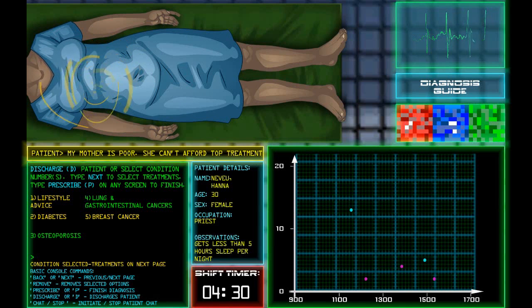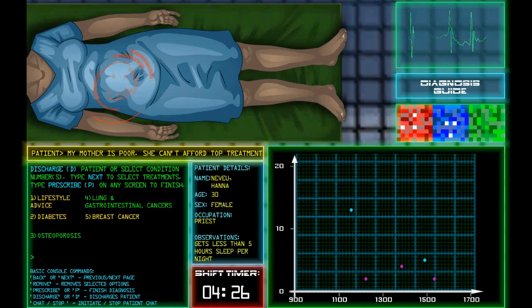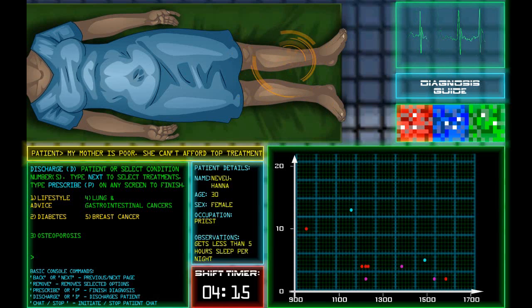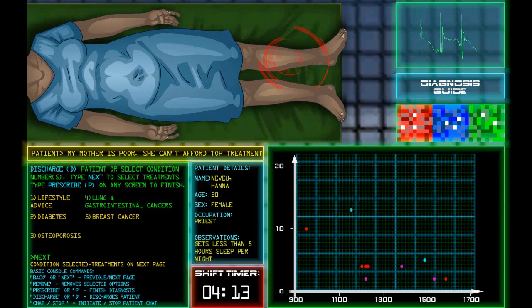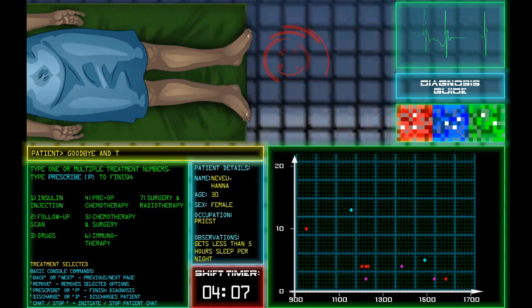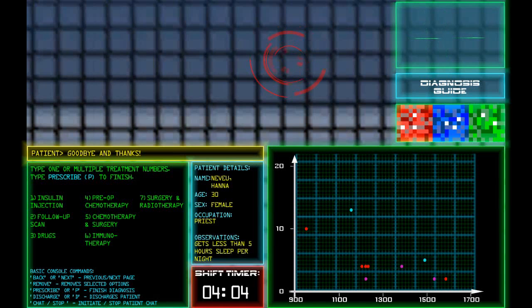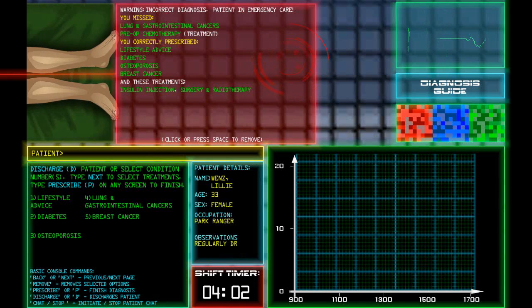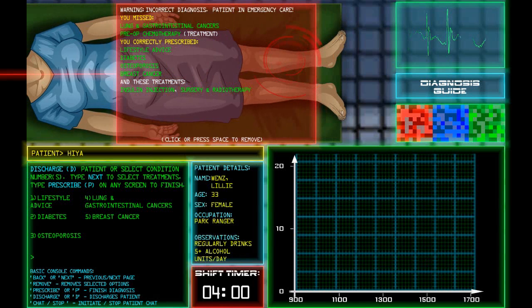So that's a 7. Maybe. Okay, I don't have time for that. So she's got breast cancer. She definitely has osteoporosis. Okay, so she is 30. We just need to do the insulin and the 7. Oh shit, no, I have to also give something else, don't I? I missed... Really? Are you fucking kidding?